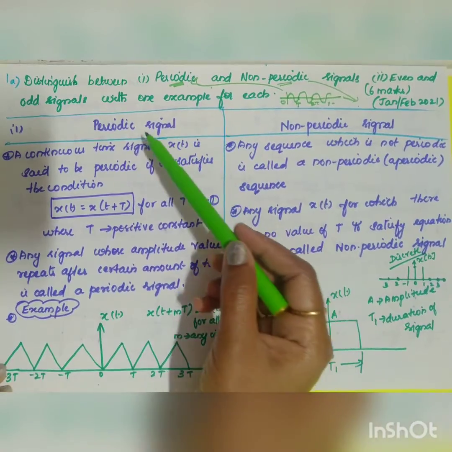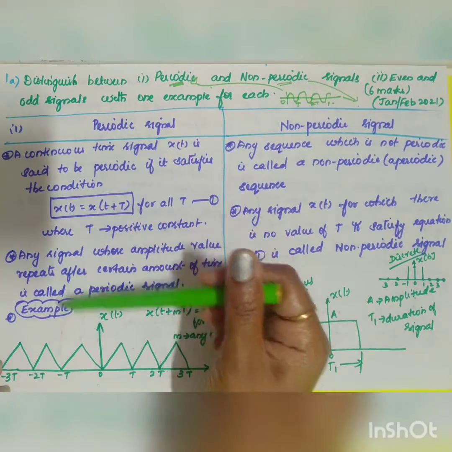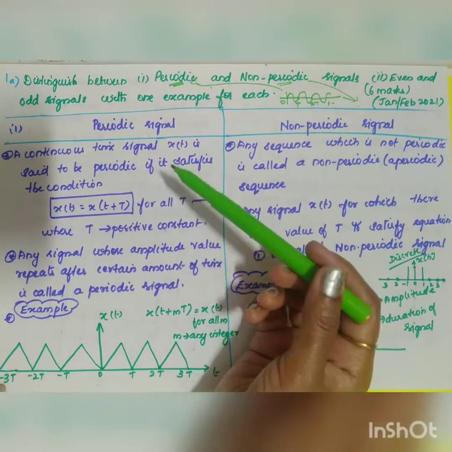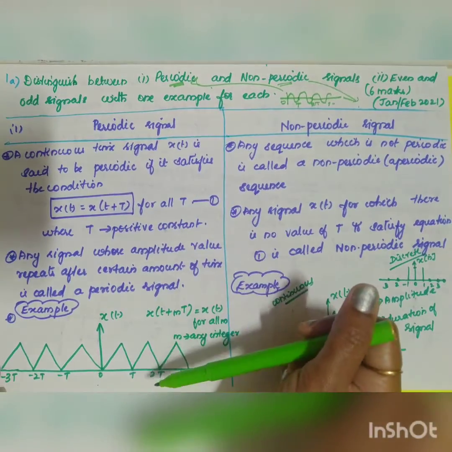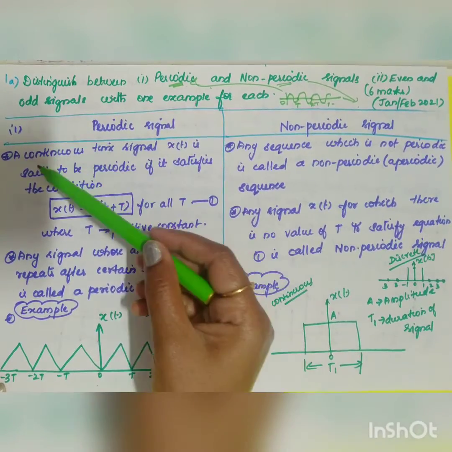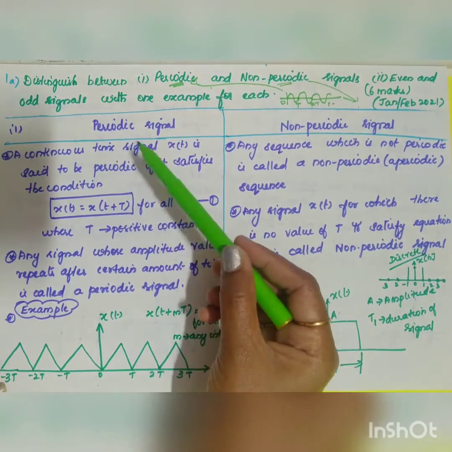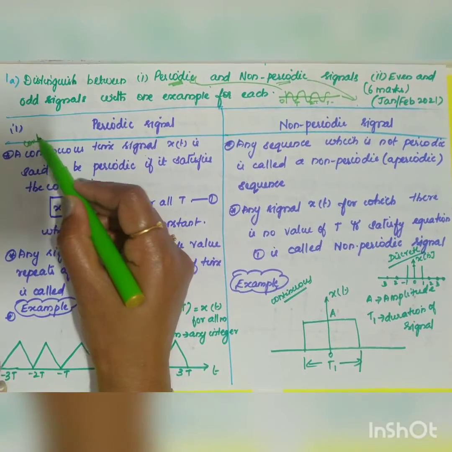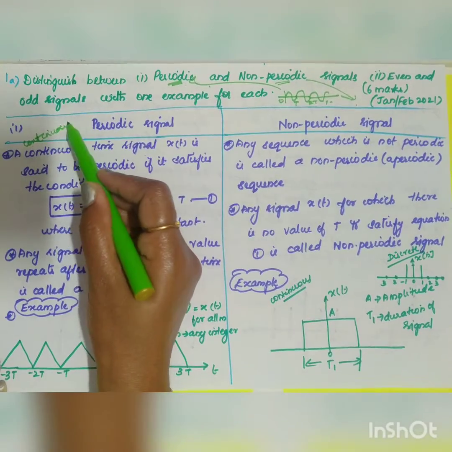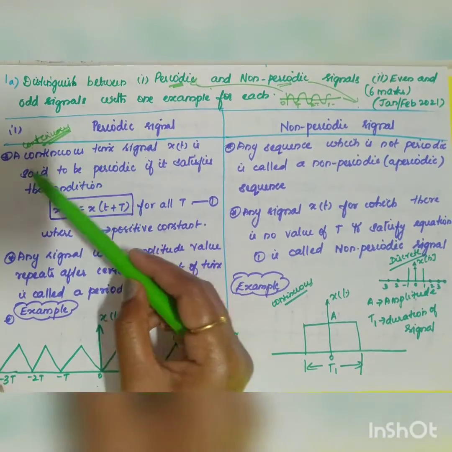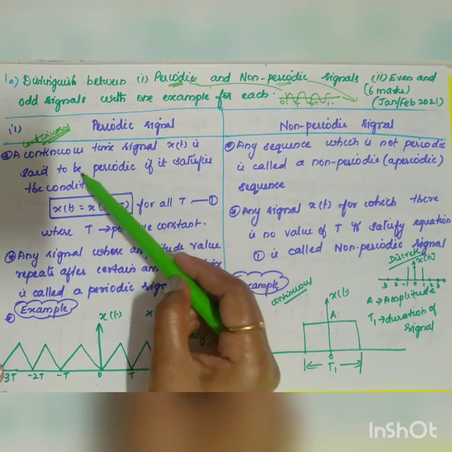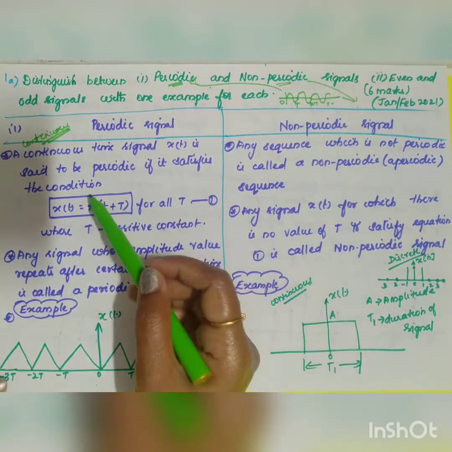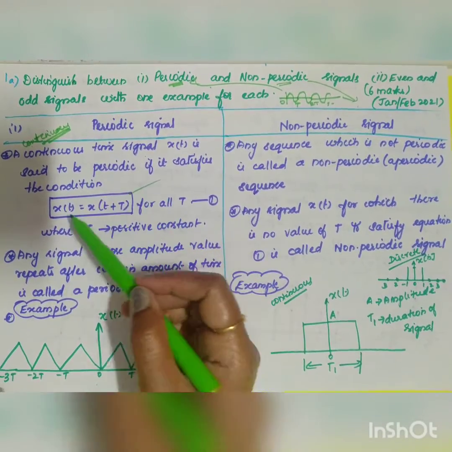Okay, so the differences. First let us see about your periodic and non-periodic signal. Periodic signal is a little bit elaborated. As I have mentioned, a continuous time signal. So first we will see the continuous case, and second we will see the discrete case. In the case of a continuous time signal, x of t is said to be periodic if it satisfies the condition. So this is your condition to be satisfied.